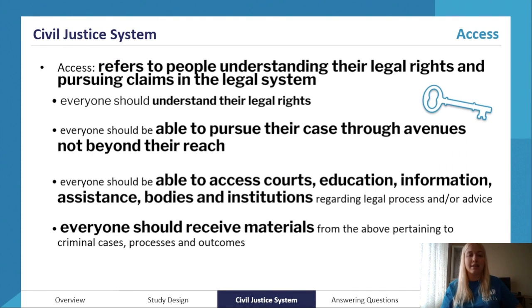Okay, so lastly, access. As we said, it refers to people understanding their legal rights and pursuing claims, being able to pursue claims in the legal system. So knowing your legal rights, knowing that you can initiate a civil claim against someone, or you can report a crime if we're in the criminal justice system, and being able to access legal information and legal advice.